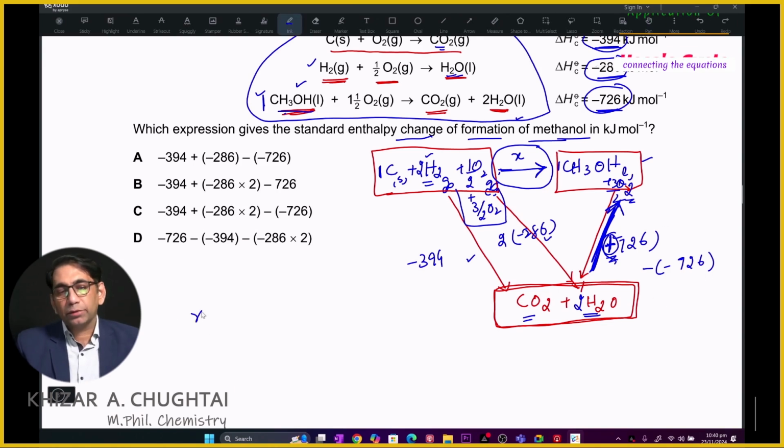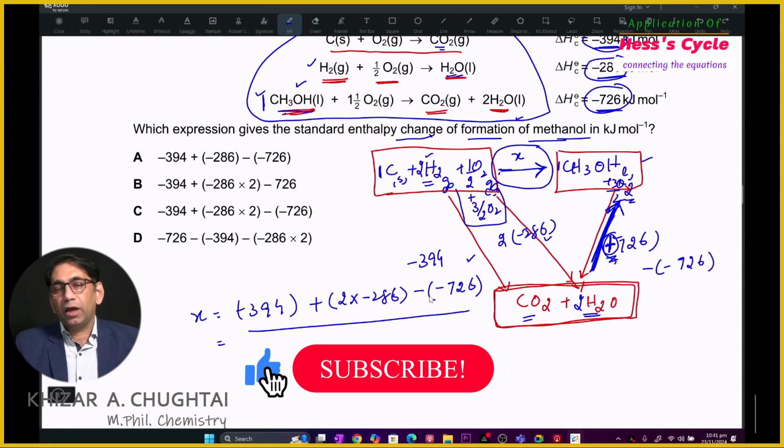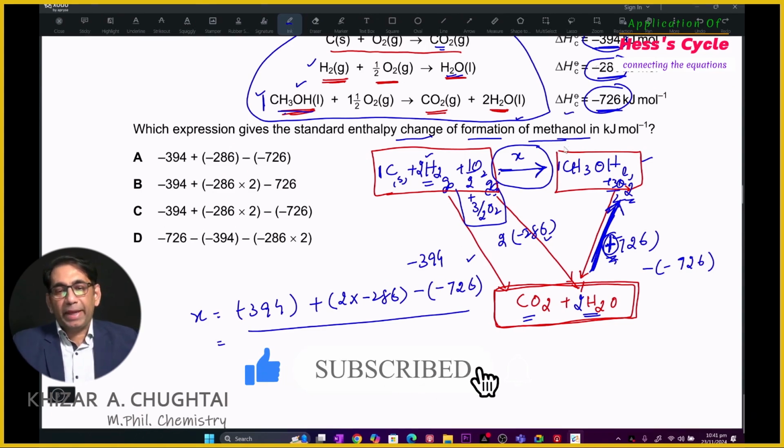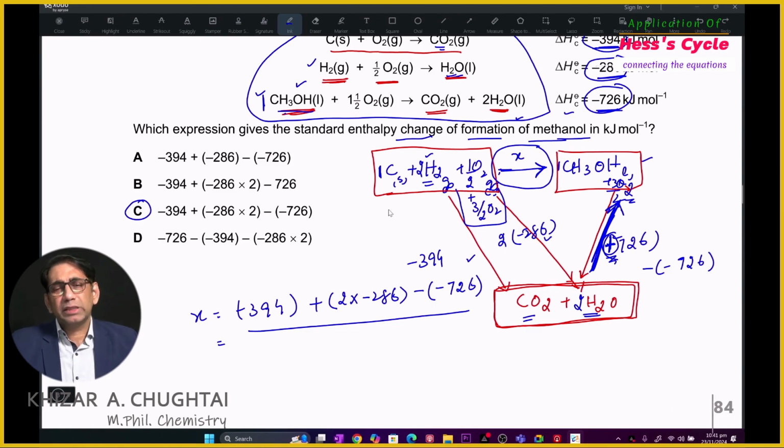So x is equal to minus 394 plus 2 into minus 286, minus, I'm going to add it, minus 726. So this is the answer of enthalpy of formation of methanol. Which one is the correct option? Over here you can see C is the correct option. So this is the way to solve these sorts of questions.